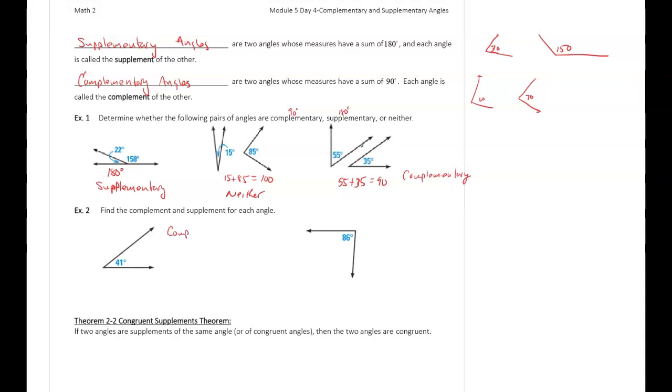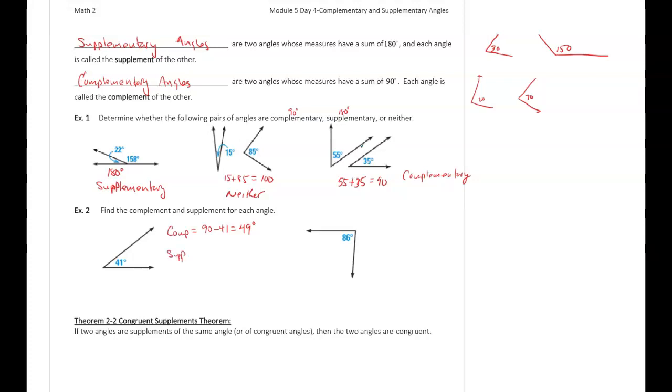So to find the complement and supplement of an angle, to find the complement, you know complementary angles add up to 90. Therefore, all we're going to say is what plus 41 gives me 90? So the easiest way to do it is 90 minus 41, which would give you 49 degrees. So the complement of this angle would be 49 degrees.